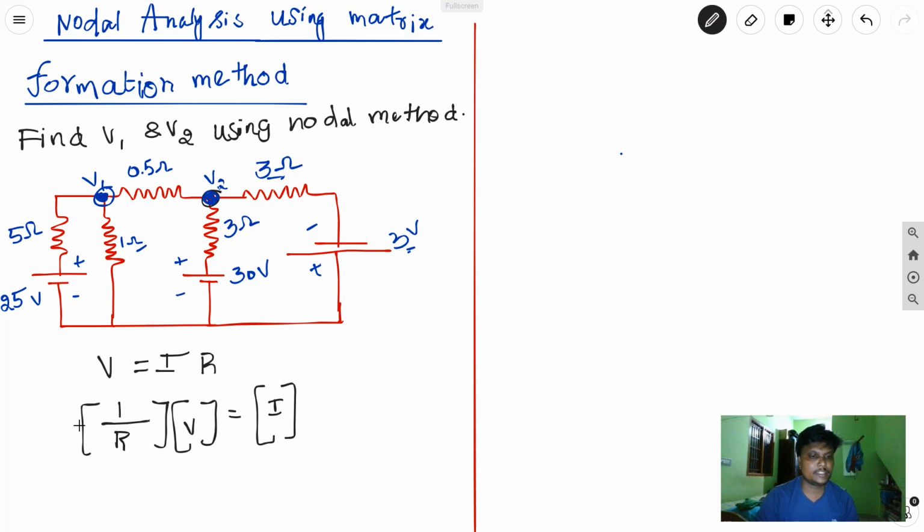So now you see here I have made all our matrices. Do remember the size of the first matrix, that is the 1 by R matrix, is n cross n, where n is the number of unknown nodes. That means the nodes where we need to find out the voltage. V is the column matrix, the size is n cross 1. Current is again a column matrix, size is n cross 1, where n is the number of unknown nodes.